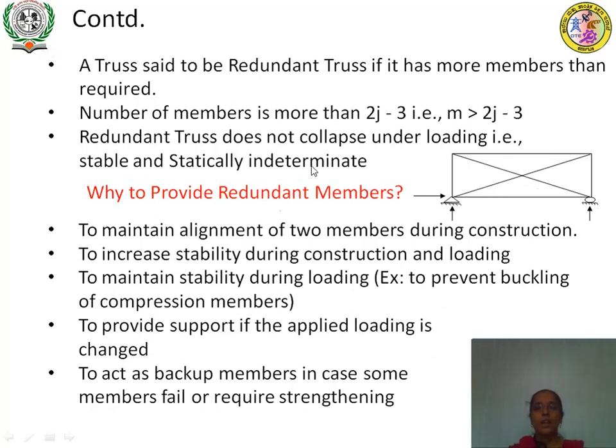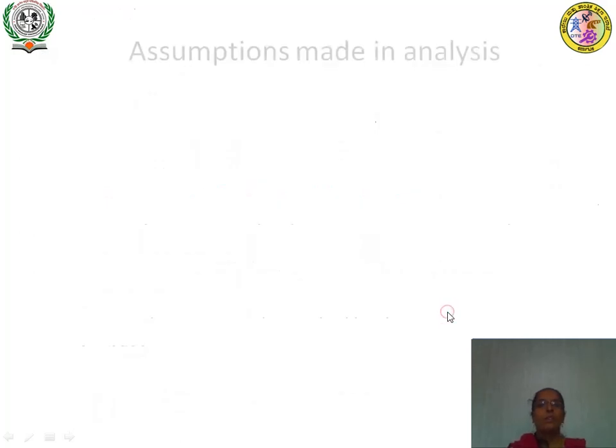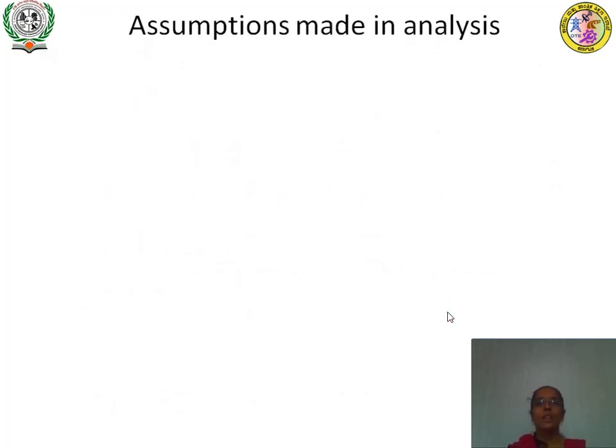That is why we provide redundant members. But when we provide additional members beyond the requirement, the analysis becomes difficult, but it is possible. Next we'll move to the assumptions made in the analysis.